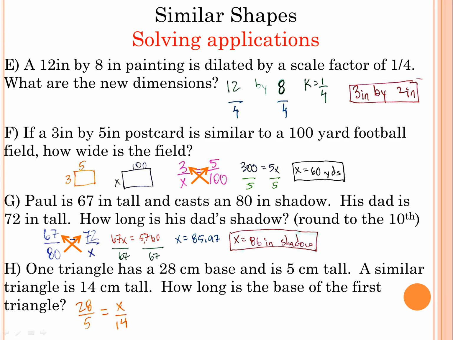For H, I did set up those two triangles. Now I have 28 as a base and 5 centimeters tall. So that's why I have base over height, and then I have base over height. That has to be the same. I can't have height over base, otherwise it's going to get all weird. And then from there, it's just calculator work. You multiply and then you divide. And we have 78.4 centimeters is the base of the first triangle.